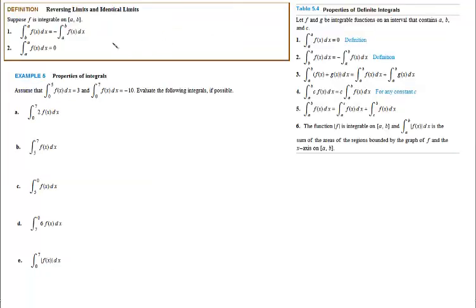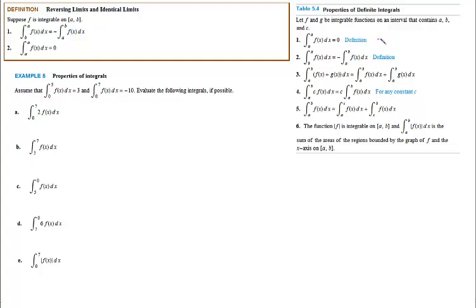Next we have a definition of reversing limits and identical limits. What this says is that computing the integral from a to b is exactly the same as the negative of the integral with the limits of integration flip-flopped. So from a to b or b to a, they're just the negative of each other. If you are computing the integral at a single point, then of course the area under that curve would be 0 by definition.